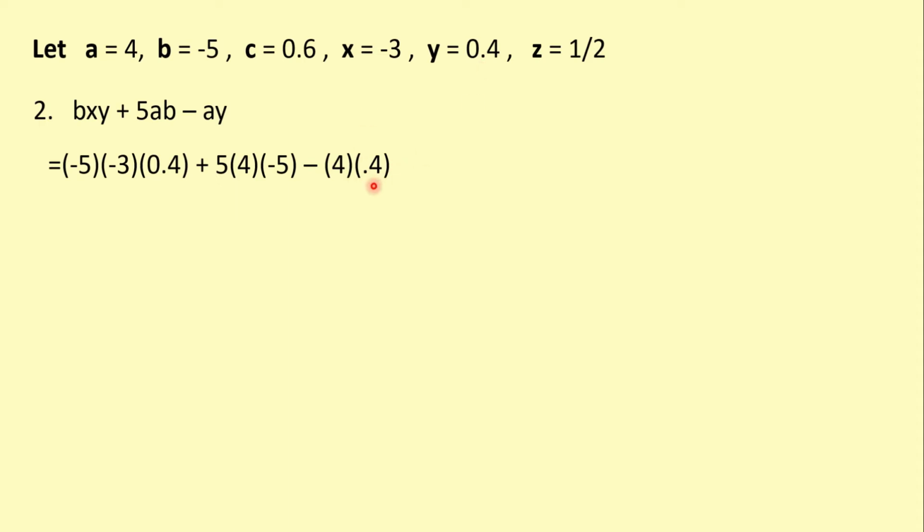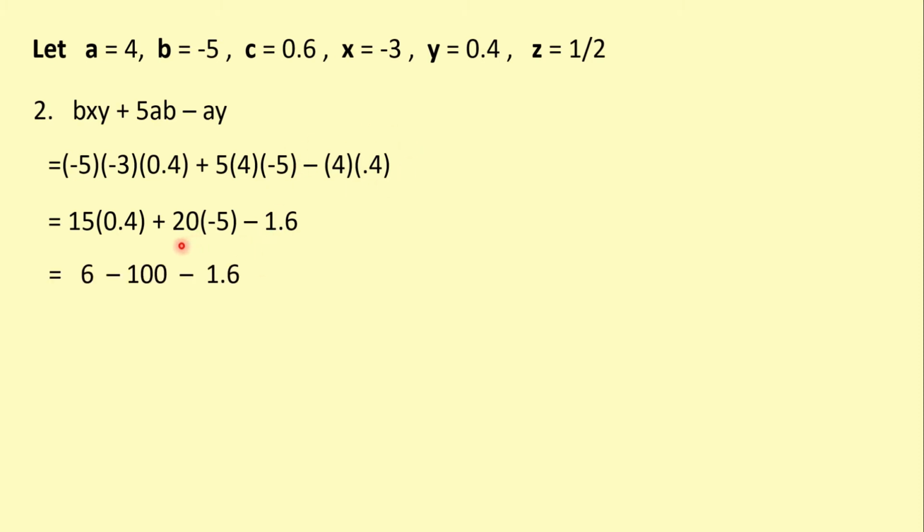Then, simplify lang natin. Negative 5 times negative 3 is positive 15 times 0.4. So, isa-isahin lang natin. 5 times 4 is 20 times negative 5. Then, 4 times 0.4 is 1.6. Okay, i-check nyo na lang to sa calculator.